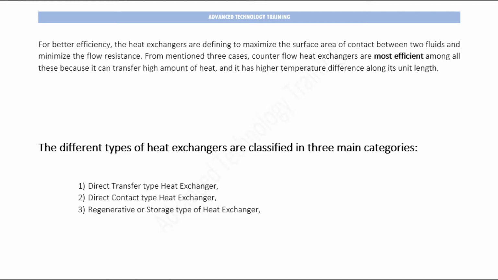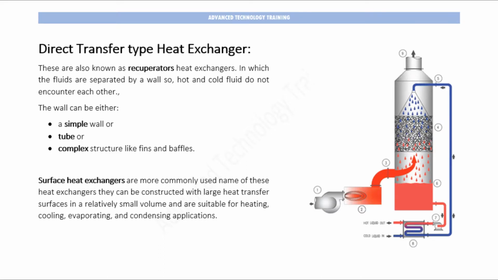The different types of heat exchangers are classified in three main categories. 1. Direct transfer type heat exchanger. 2. Direct contact type heat exchanger. 3. Regenerative or storage type of heat exchanger. Direct transfer type heat exchanger.